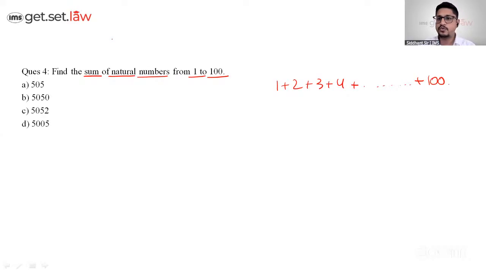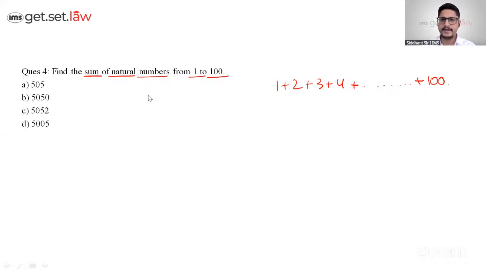So majorly there are 2 ways to get this answer. Okay. Let me see who cracked the easiest way. Okay. So one is the formula and one is the trick. Okay. So we'll first go with the trick.